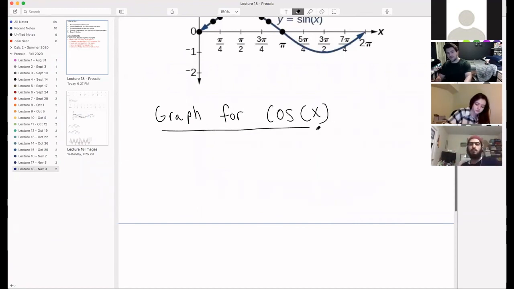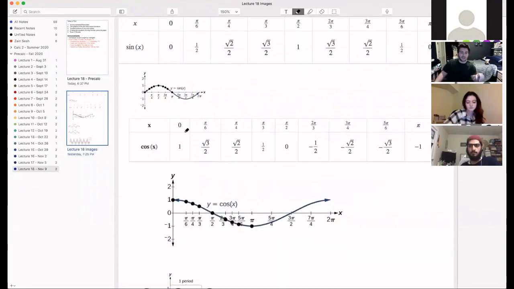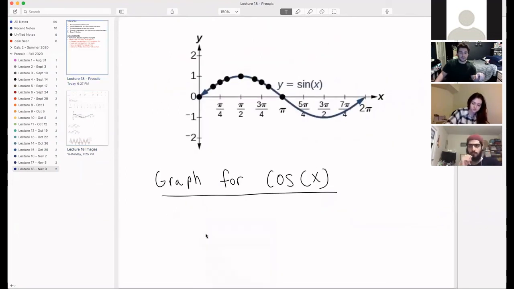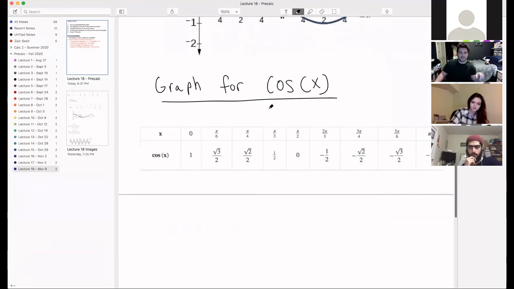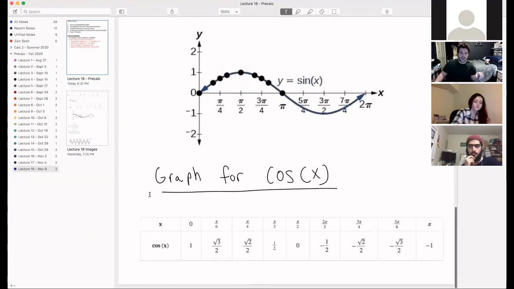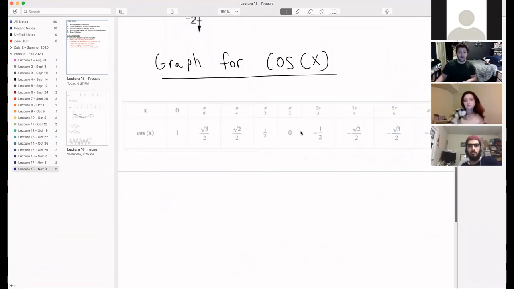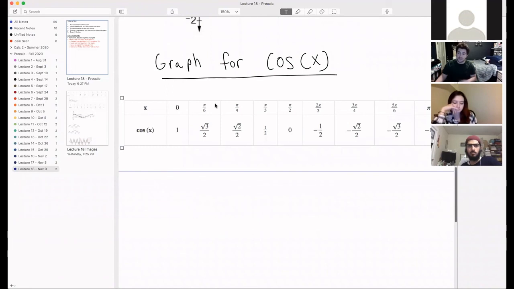Okay, and it's going to be pretty much the same story. So I'll show you guys the function table. You don't need to copy this down because we have this from last class. So here's the function table for cosine. The top row are our inputs, or our x values, and the bottom row are the outputs at these input values. From this, we can now plot the coordinates on the xy plane to see what the graph is going to look like.